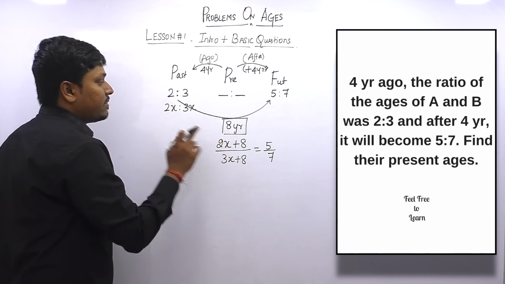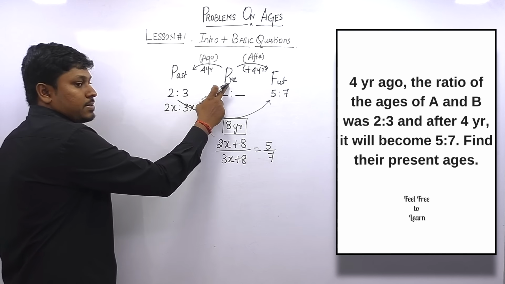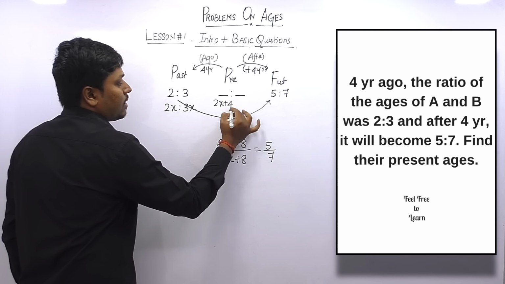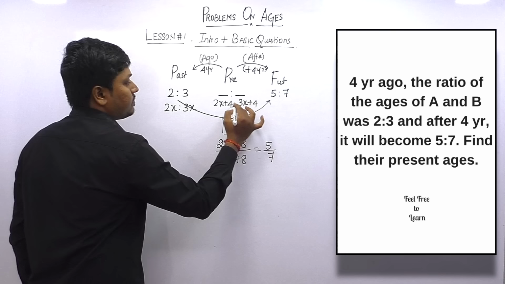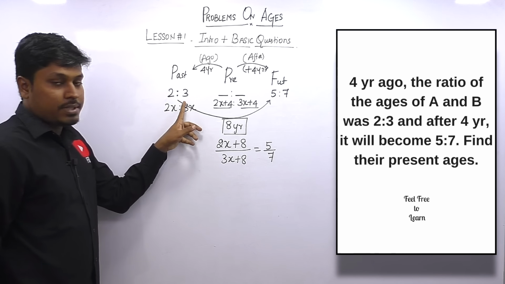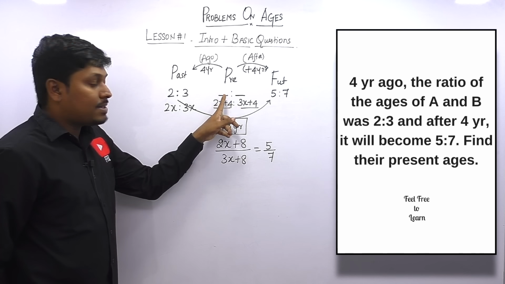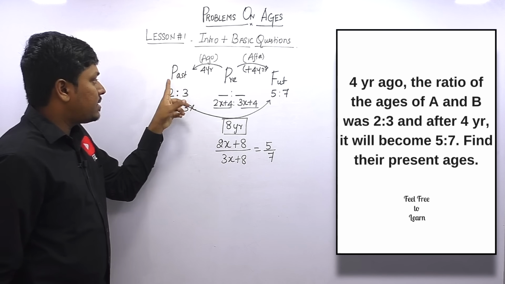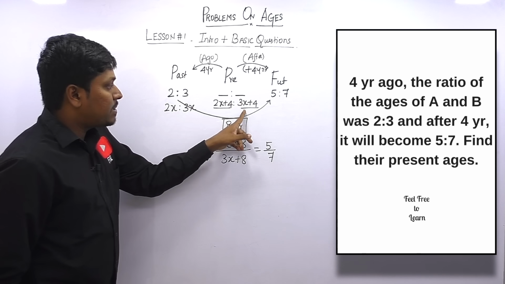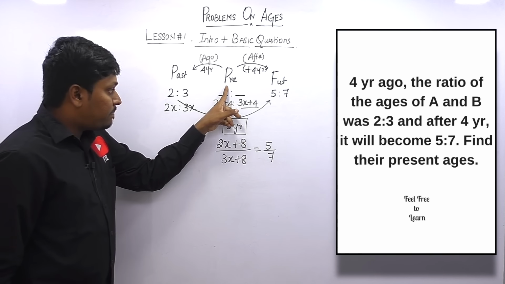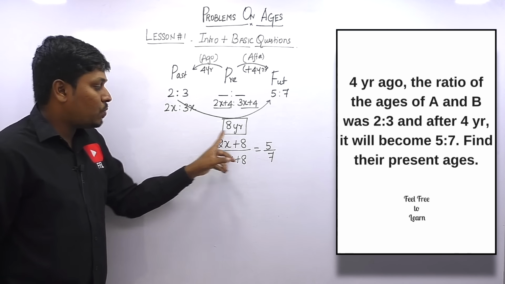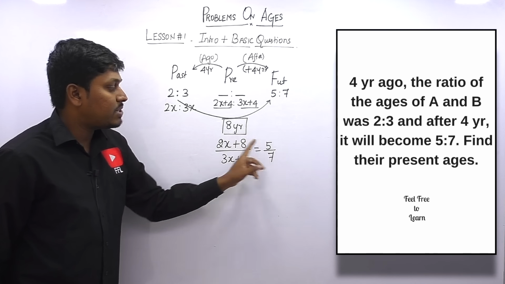Most important, or otherwise let me do one thing. Listen here, from the past to the present, what can we do? 2x plus 4 and this will be 3x plus 4. Friends, understood this concept, right? We know the past ratio is 2:3. If we need to find the present age ratio, from the past to the present you need to add 4: 2x plus 4 will be the present age. Similarly, 3x plus 4 will be the present age. From the present to the future, we need to add another 4. So that's what I have directly written: 2x plus 8 over 3x plus 8 is the ratio 5/7.